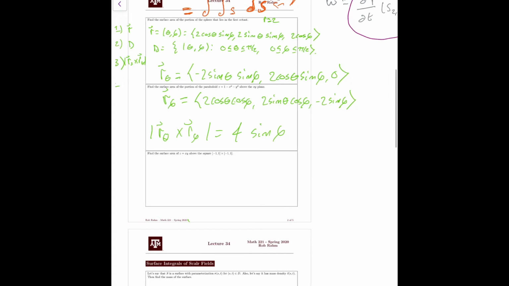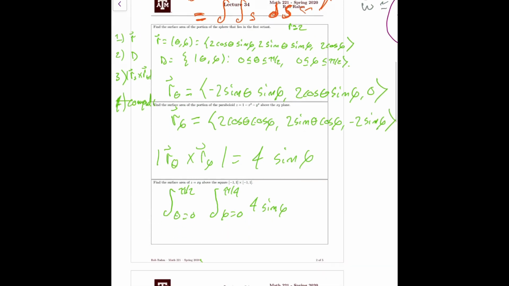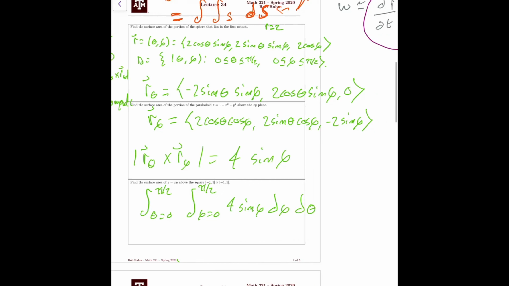Okay, so step 4 over here is to compute the integral, theta equals 0 to pi over 2, of the integral, phi equals 0 to pi over 2, of 4 sine phi d phi d theta.